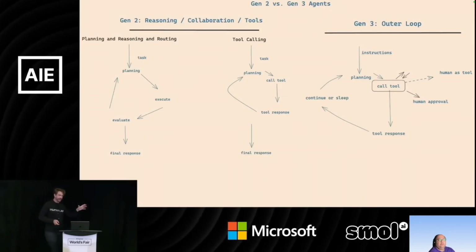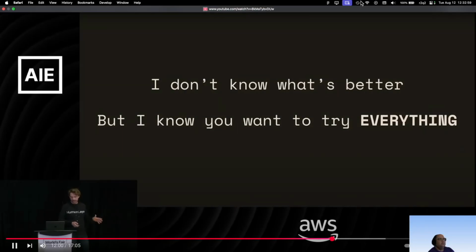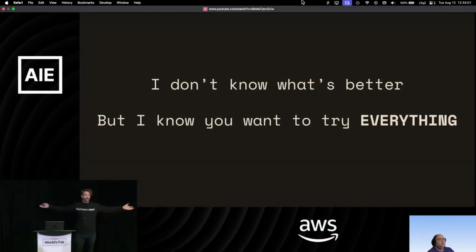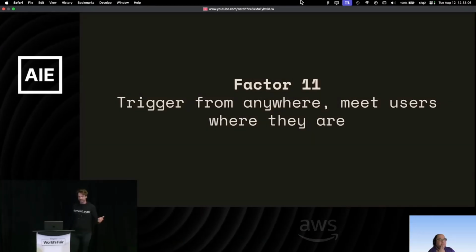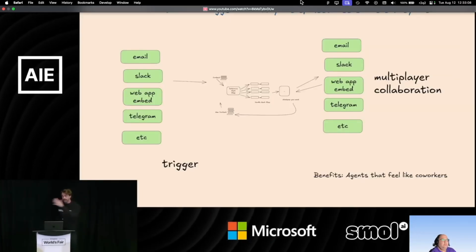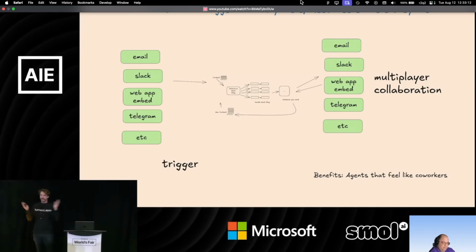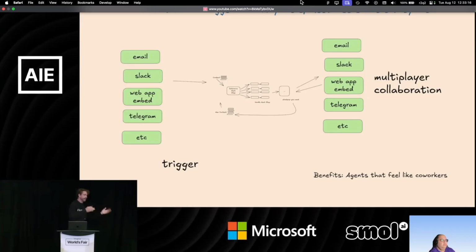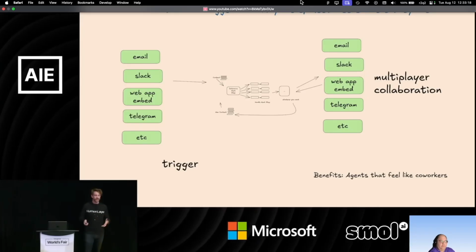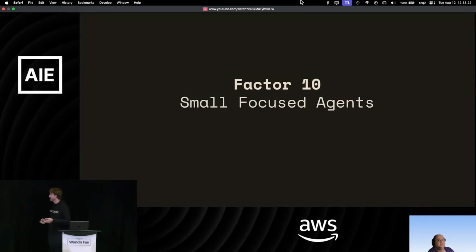This lets you build outer loop agents. I'm not going to talk about this. If you go on the site, there's a link to this post. I've written a lot about this. I don't know what's better, but you should probably try everything. That's contacting humans with tools. It goes right along with trigger things from anywhere and meet users exactly where they are. People don't want to have 7 tabs open of different ChatGPT style agents. Just let people email with the agents you're building. Let them Slack with the agents you're building. Discord, SMS, whatever it is. We see this taking off all over the place.